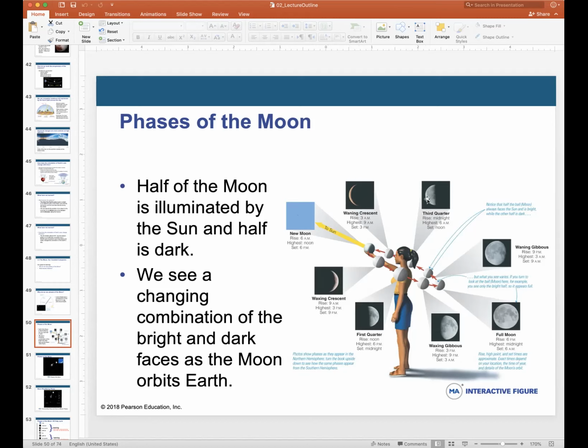So these are the different phases of the moon, and it's because of where we are relative to the moon on Earth, what part of a month we are in. The moon is reflecting a portion of the light from the sun, and that's how we see it. Let me go ahead and play this little thing for you.